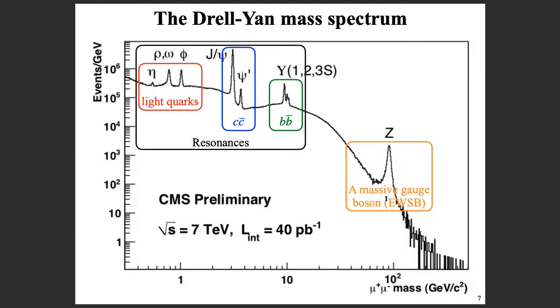If you go to larger invariant masses, then you hit the peak of the Z. And that's also something extremely important because that was the confirmation that the electroweak symmetry breaking was actually at work. And so the standard model and the Higgs mechanism were working well. I will also tell you how the Z and also the W bosons were discovered.